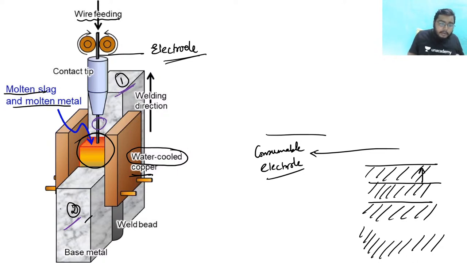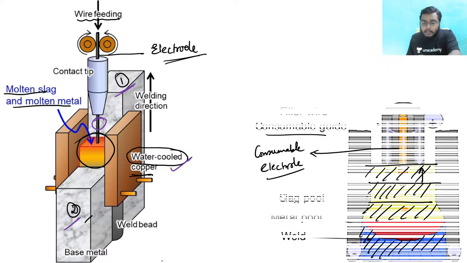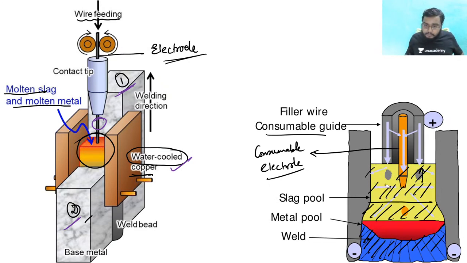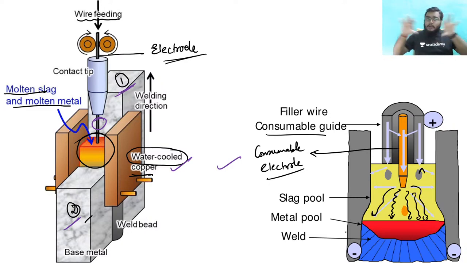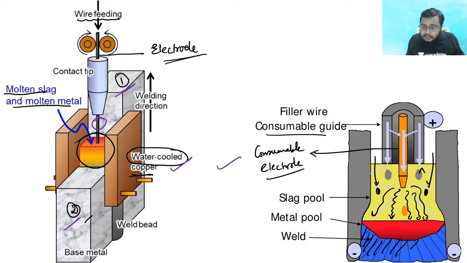Now see, this is the consumable electrode. Now what you are doing is holding it with the water cooled copper. Now see what is happening here. This is the consumable electrode, and between this electrode and the base metal there is an electric arc. Due to this electric arc the temperature is high, so molten metal would be there, and externally you are also supplying some flux. So you have got the weld like this. Clear?